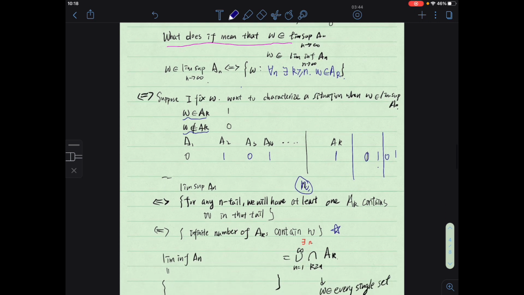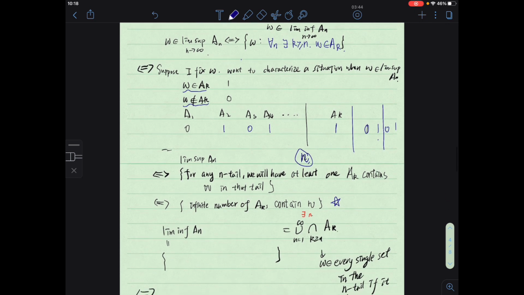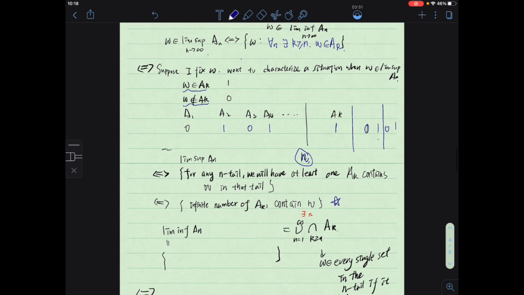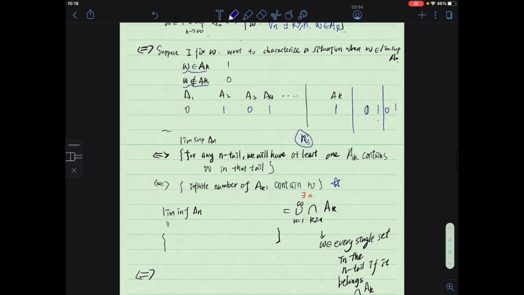Okay, so let's do the same thing for the limit inferior of an. Well, for the limit inferior of an, I copied down the definition here. The outer layer here is actually a union, which means we only need omega belongs to one of the sets contained in this union, right?